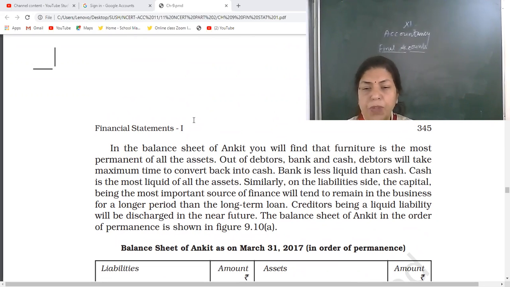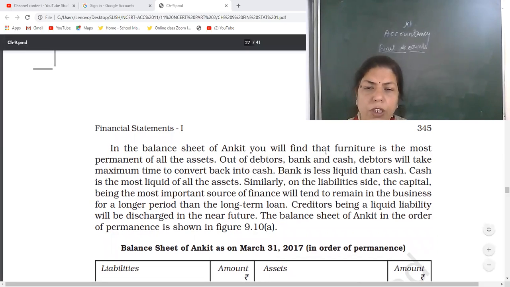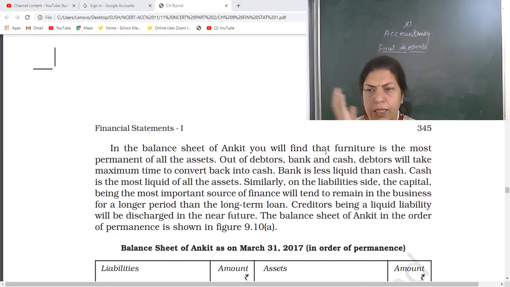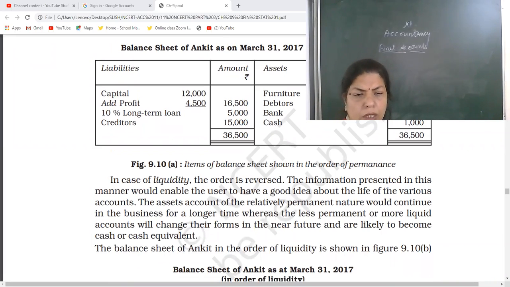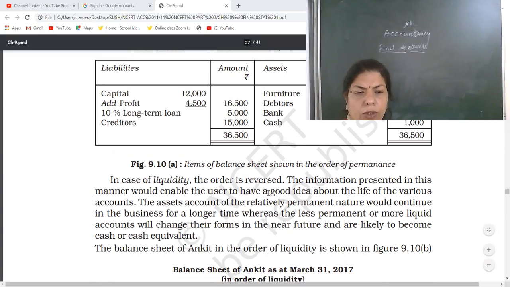Now, the liquidity way. First of all, we will note down all those assets which are not in permanent form, which are in liquidity order. Liquidity order means first we will note down all those assets which are easily convertible into cash, like cash, bank, cash and cash equivalent, bank balance, debtors, short-term securities, marketable securities, and the same way we have to use it for liabilities also. Now, in case of liquidity, the order will be reversed.